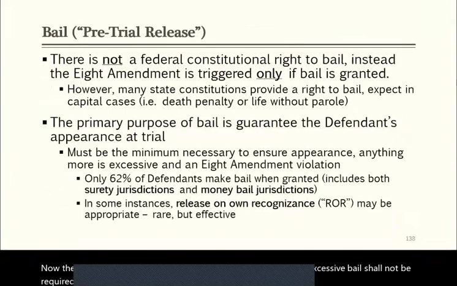So when we think of bail, there is not a federal constitutional right to bail. Instead, the Eighth Amendment is triggered only if bail is granted. Right? So we'll say that again. There's not a constitutional right to bail. But if we do decide to impose bail, it cannot be excessive.